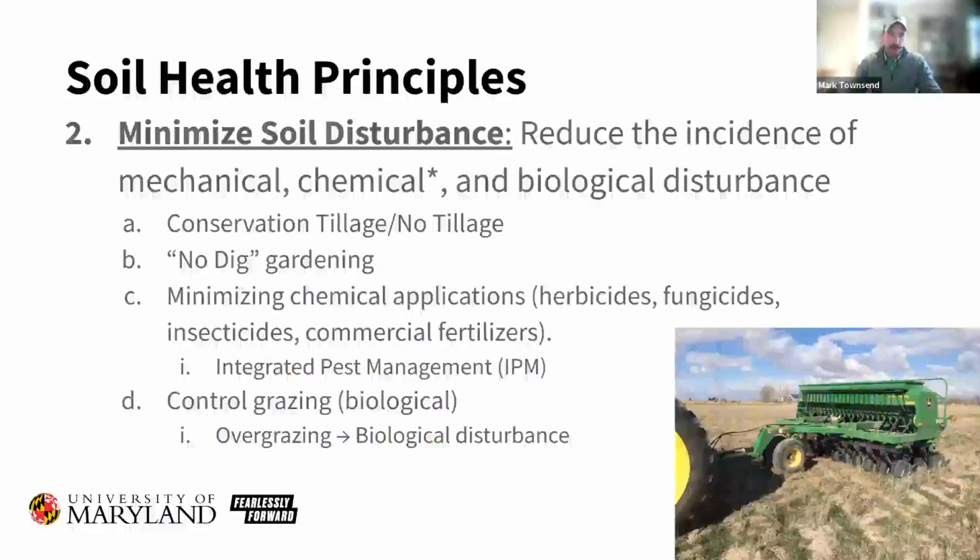So the second principle is minimizing soil disturbance, right? We're reducing the incidences of mechanical, chemical, and biological disturbance. So on the farm side, we practice no-till or conservation till here in Maryland. That's pretty common. In the garden, we can do no dig, right? So we're preserving the fungal networks.